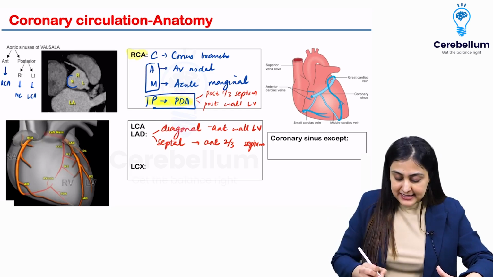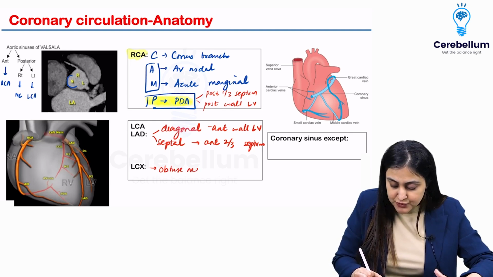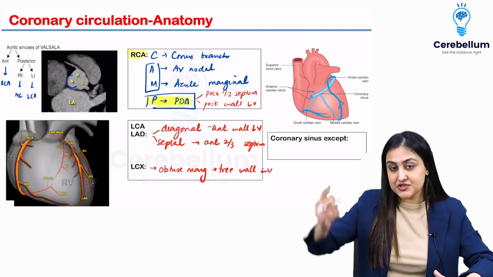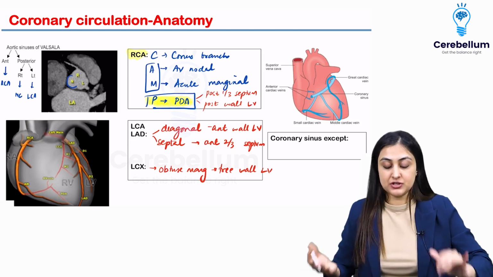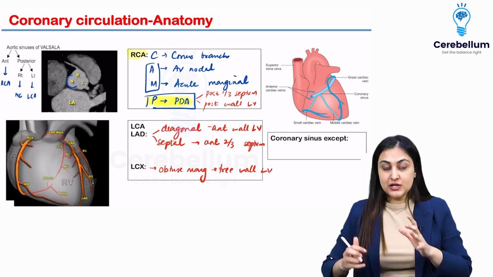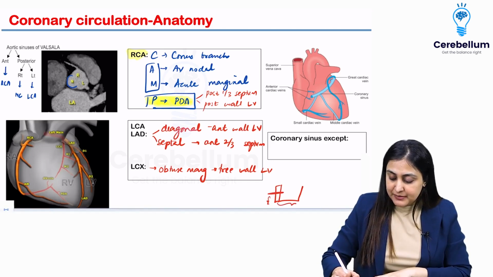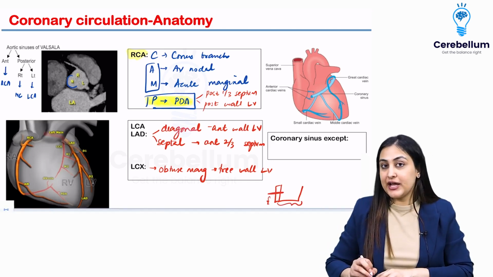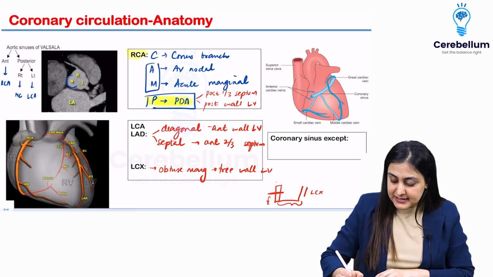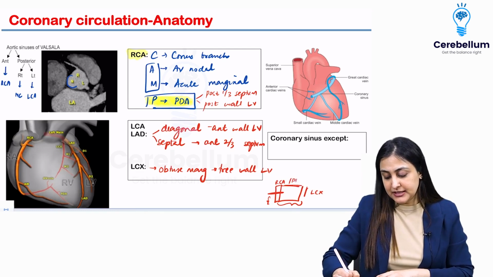Then we have LCX. LCX has 1 branch, which is the obtuse marginal. The obtuse marginal is going to supply the free wall, which is the lateral wall of the left ventricle. So in a nutshell, now imagine the heart as a box. Imagine the left ventricle as a box. If this is the box, let's say this is the septum. The anterior 2/3 of the septum and the anterior wall are being taken care of by LAD. Then the free wall is LCX, and the posterior 1/3 and posterior wall is RCA, or basically the posterior descending artery.